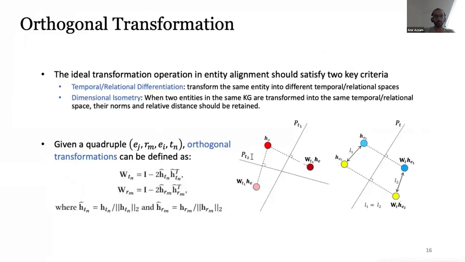The ideal transformation operation in time-aware entity alignment should satisfy two key criteria. It can transform the same entity into different temporal or relational spaces, and when two entities in the same KG are transformed into a temporal or relational space, their norms and relative strengths should be retained. Thus, time-specific and relation-specific orthogonal transformations are used in TREA instead of linear transformation in GCN.